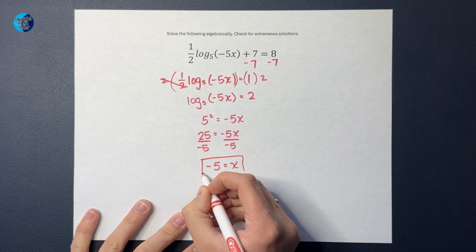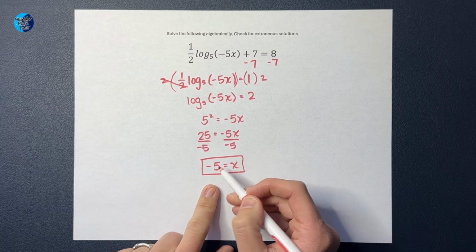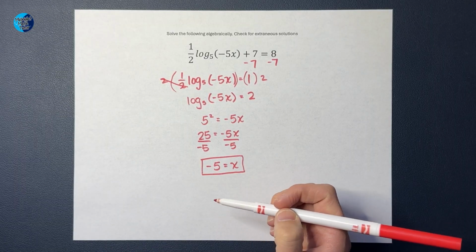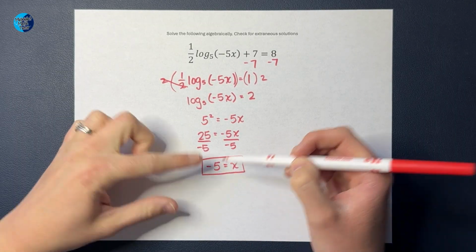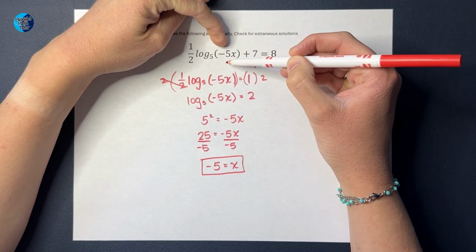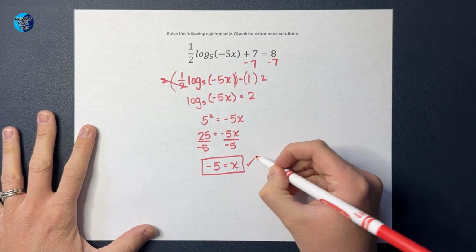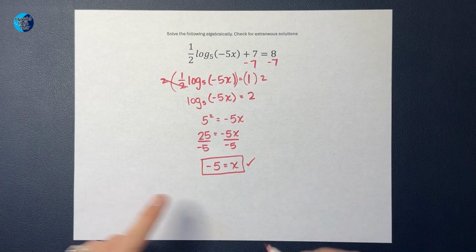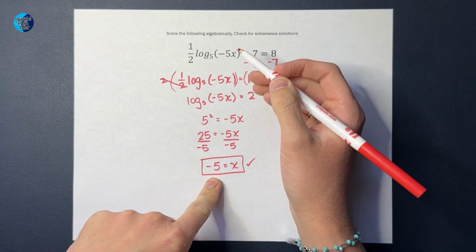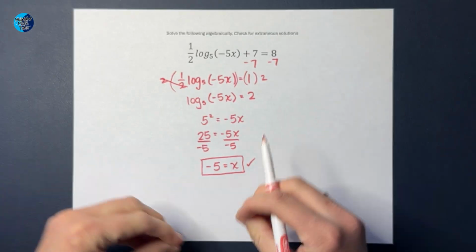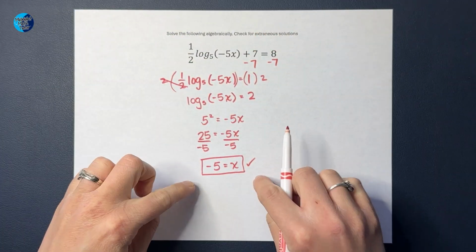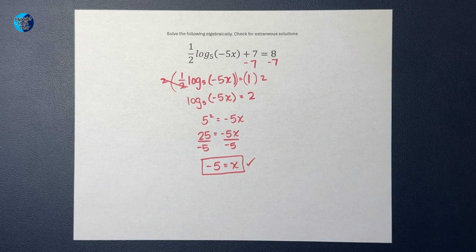All right, you might be tempted to say, oh, that must be extraneous because it's negative. But let's go plug it in and see what happens. Negative 5 times negative 5 is a positive 25. So this is actually a good solution. If this had been positive, actually, it would have been extraneous, right? So that's why we always want to plug it in. Don't just assume because it's negative that it's extraneous.